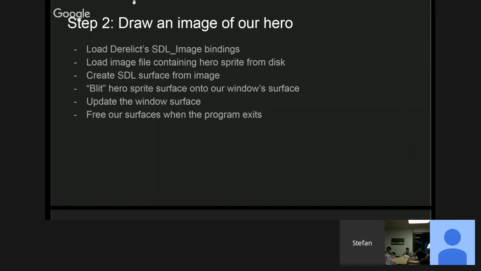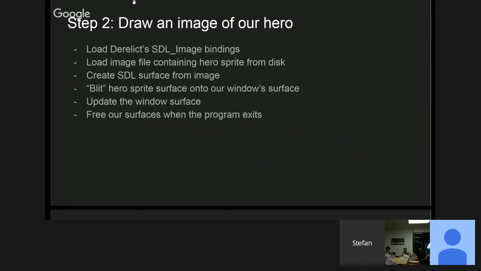Once we've loaded this image, we need to create an SDL surface, which contains things like the position of the image, the actual pixel data, and all the things we need to actually draw the image. Then we blit the hero sprite surface onto our window surface. I don't actually know what the word blit means, but it's something that is used in SDL to basically draw pixel data from one surface on another surface.